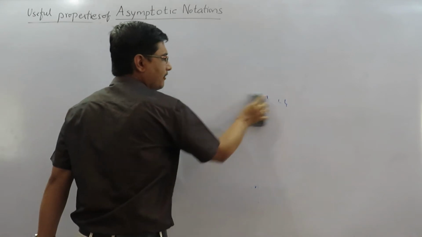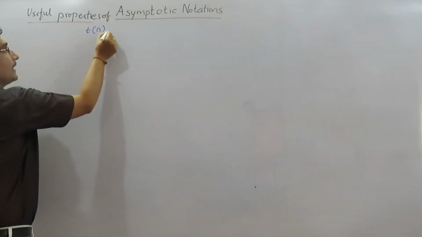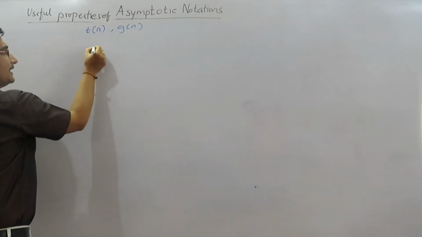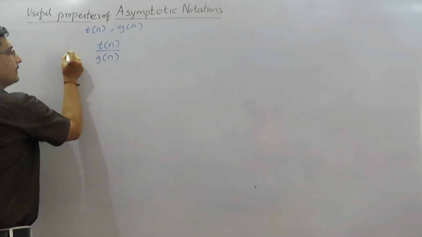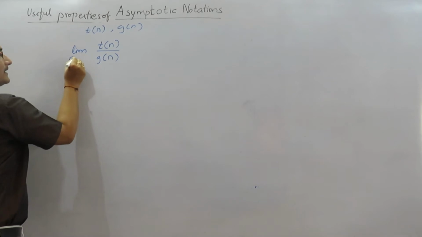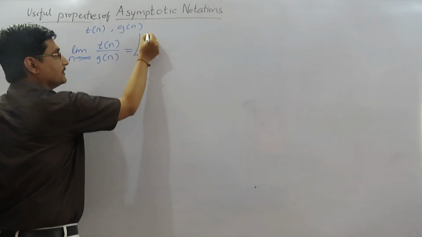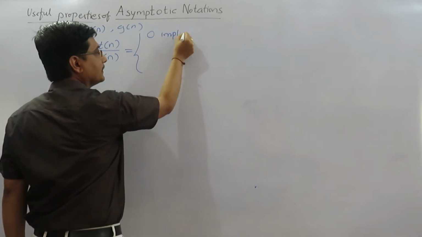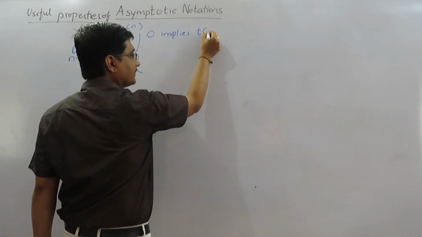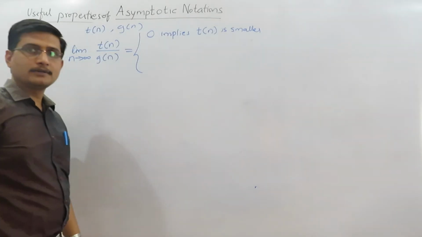Say if T of n is the complexity of the algorithm which we want to find out, and G of n is some standard function, then if we apply the limit for this ratio T of n and G of n as n tends to infinity, then if this value is equal to 0, it implies that the order of growth of T of n is smaller than that of G of n.